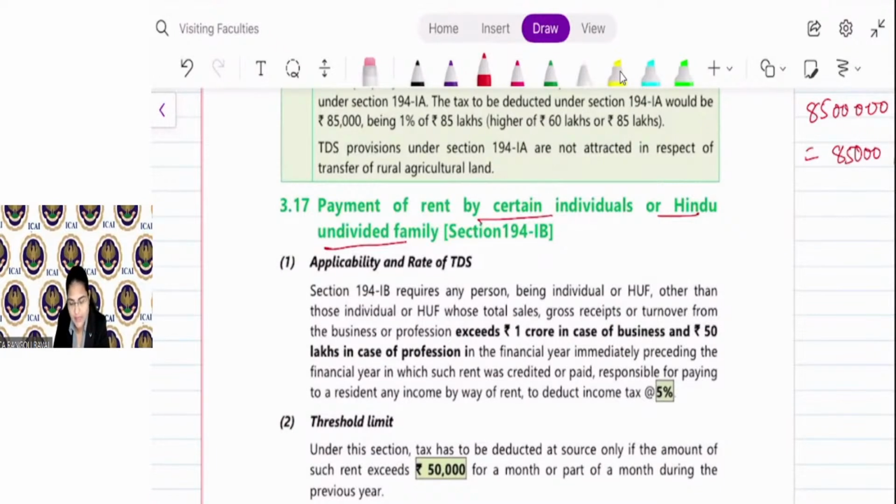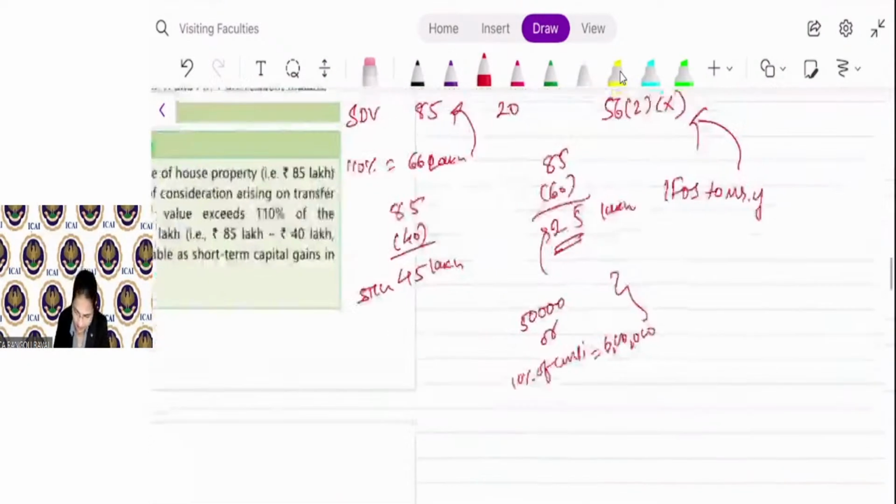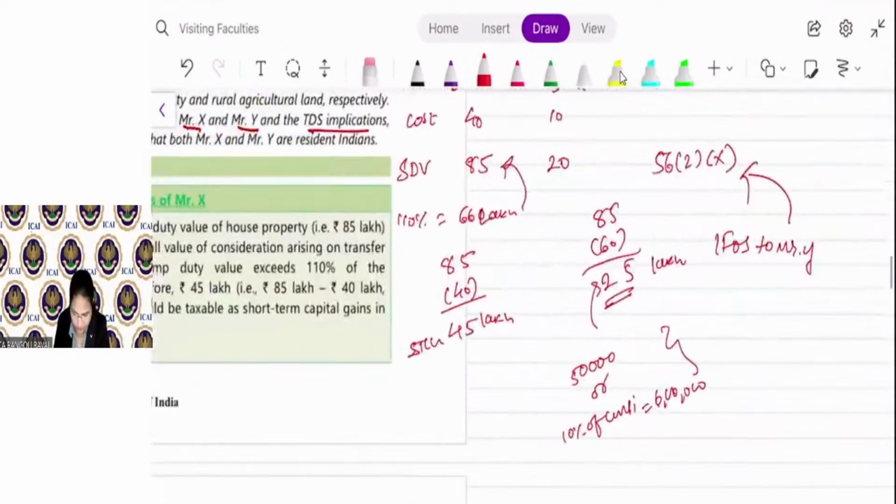Mr. Anand, for calculation of short-term capital gain, you need to learn the chapter of capital gain. Here the stamp duty value is 85 lakh rupees and the cost is 40 lakh. So the difference between stamp duty value 85 lakh and cost 40 lakh comes to 45 lakh. This 45 lakh is short-term capital gain.